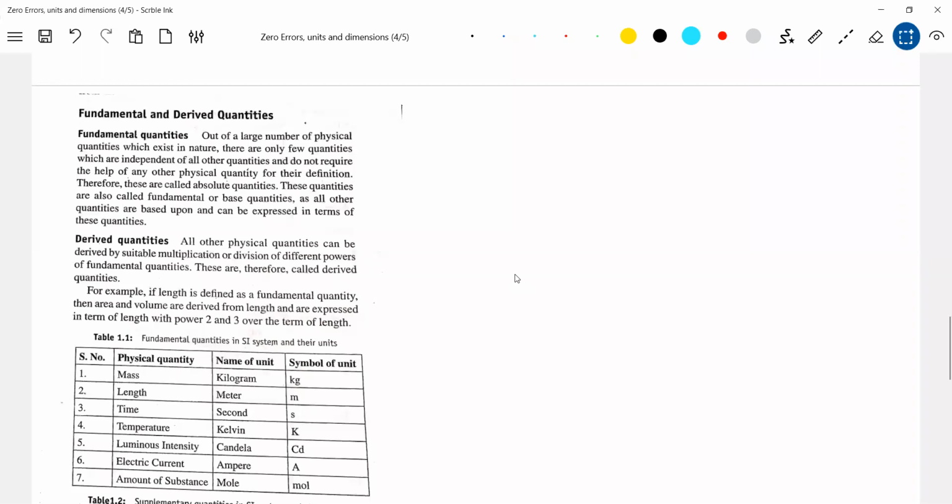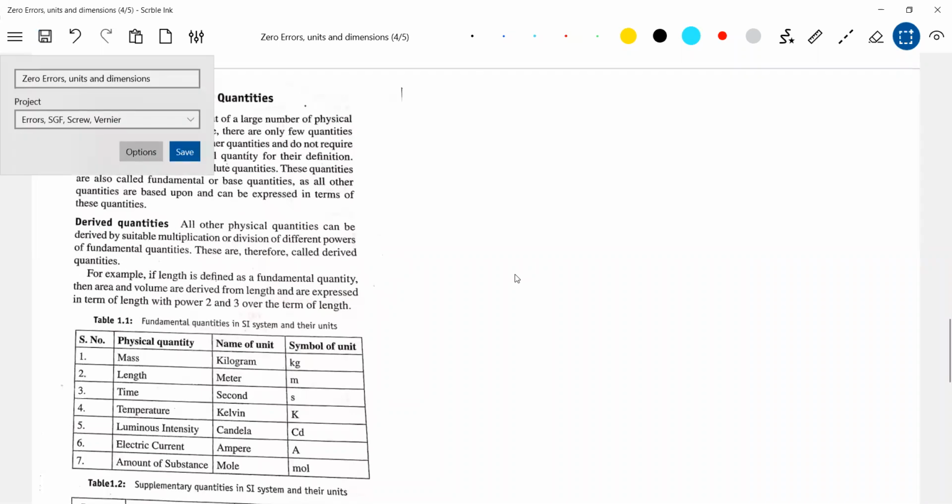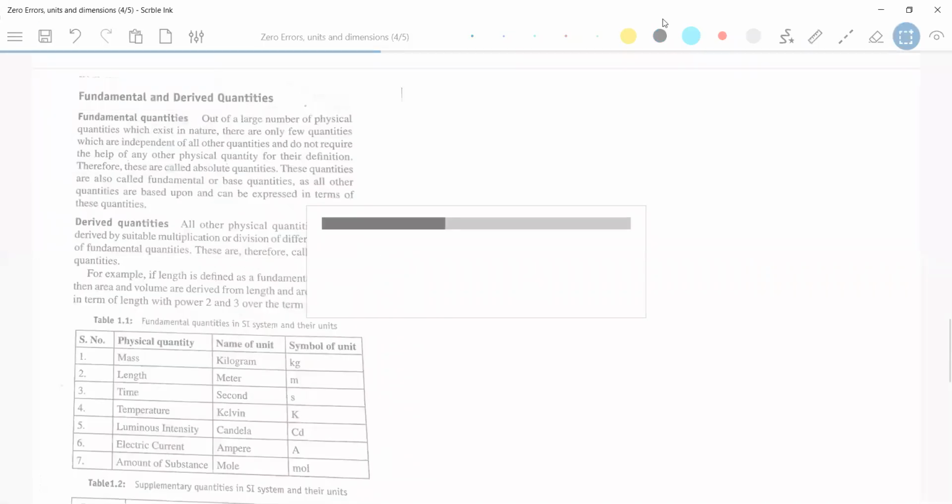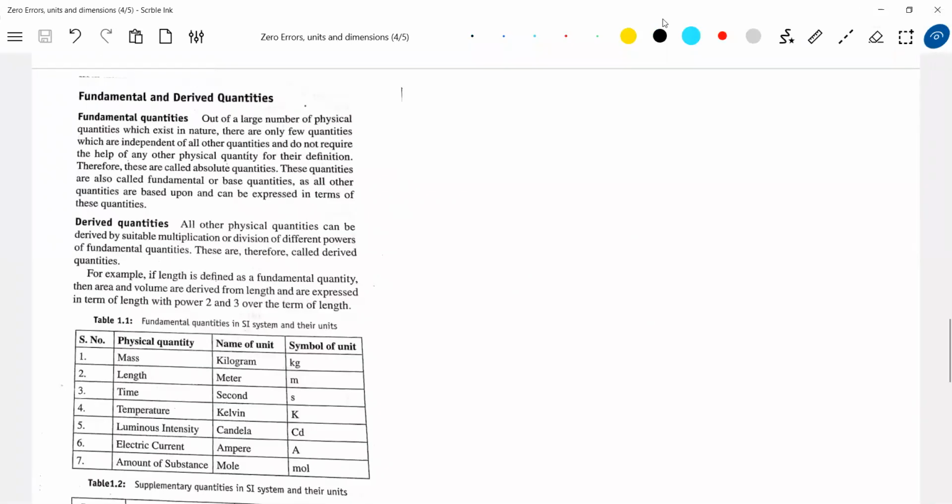So what do you mean by fundamental? I think you have to read the theory once. Nothing else is there, only read the theory once. Okay, I'll read it for you. Which exist in nature, there are only a few quantities which are independent of all other quantities and do not require the help of any other physical quantity for their definition. So don't memorize this, please. Better read and think.